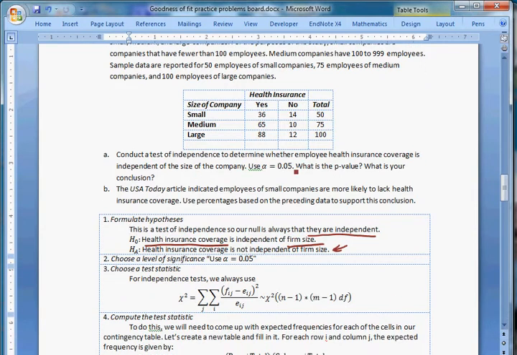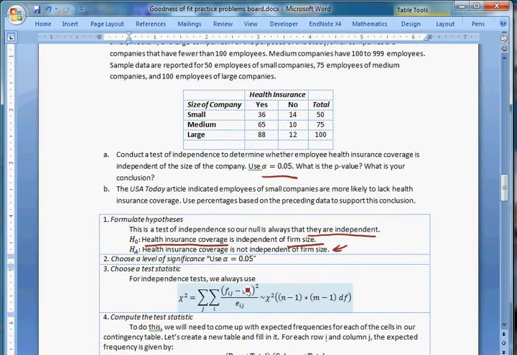For independence tests, we always use this. Before I used rows and columns as R and C. Now we're using rows and columns as I and J. The index doesn't matter. Ultimately, what we're going to do is for every observation, for every cell that we have here, we have an observed frequency. The number of people who worked for small companies and said yes was 36. So that's going to be F11. That's our observed frequency. Then we're going to have an expected frequency we have to construct. We're going to take the difference, square it, and weight it, divided by EIJ.